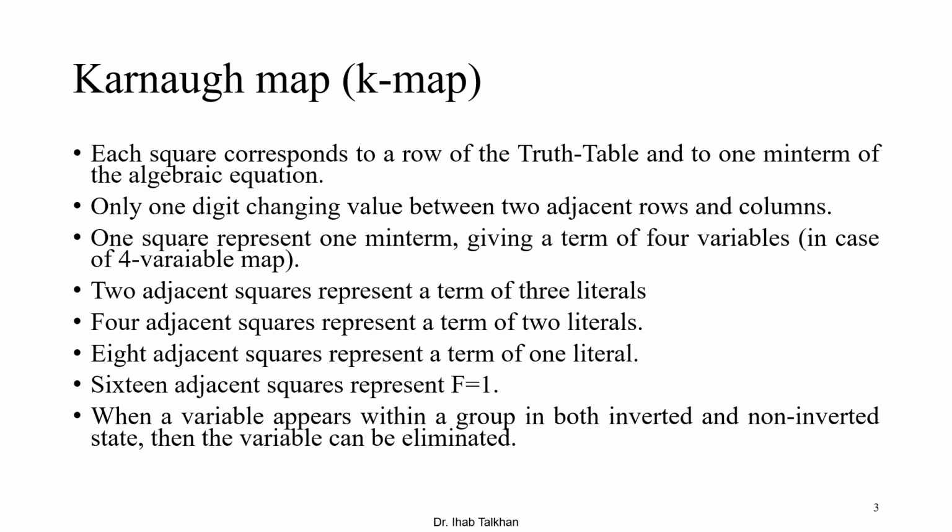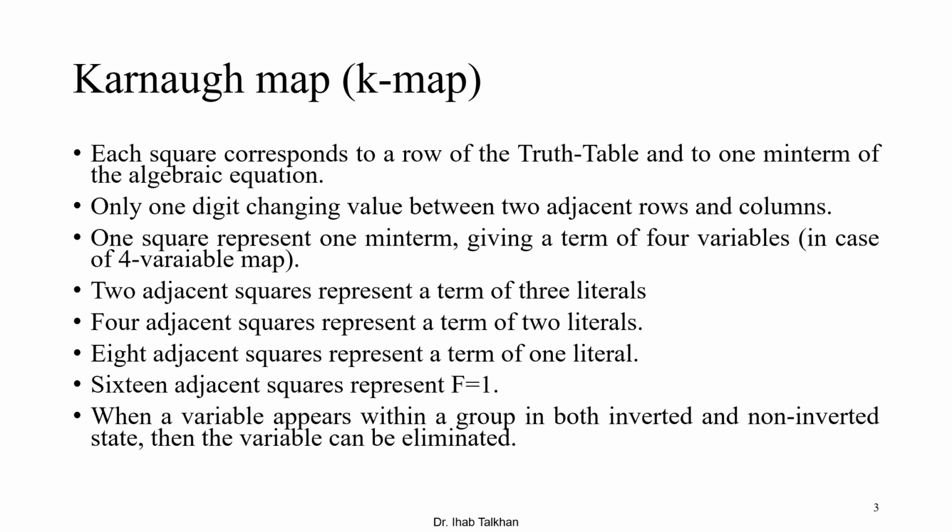First of all, you have to understand what the rules for the K-map are. The first rule: each square or cell corresponds to a row of a truth table and to one minimum term of the algebraic equation. As I mentioned in the video, each square represents the row number, and at the same time you can write inside this cell the minimum term, which means the product term. If you say maximum term, it means sum terms, and you can also write inside the cell the value of your output F.